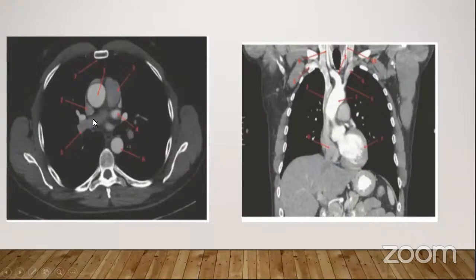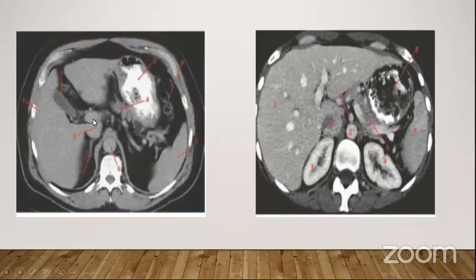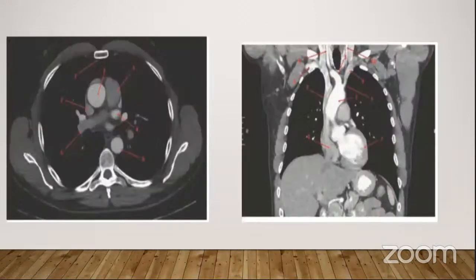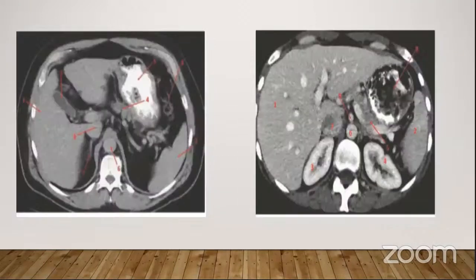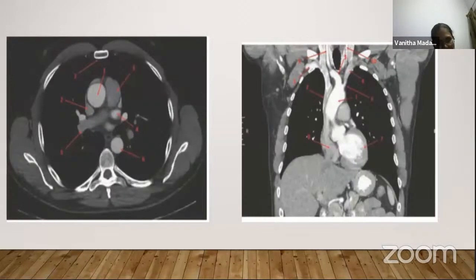Please remember, you're looking at it from the foot end of the bed. Yes, sir. Number 5 is pulmonary vein, sir. Number 4 is descending aorta. No, number 6 is descending aorta. Number 4 must be something in the hilum, same as pulmonary vein on the other side.